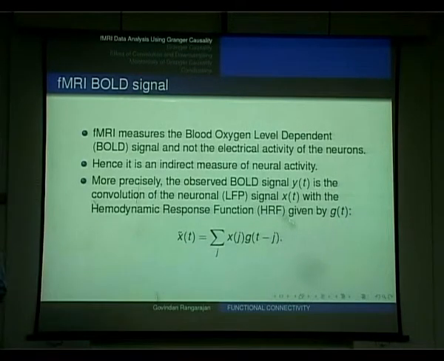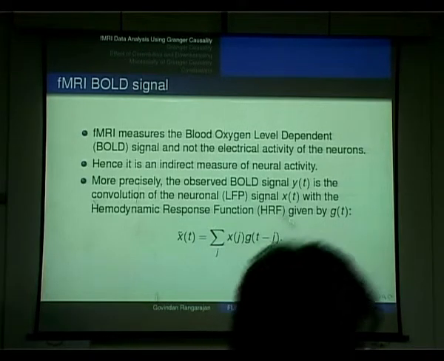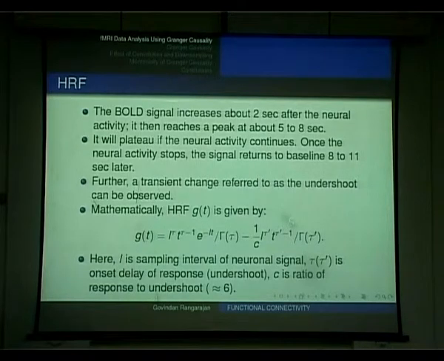So this is what you are actually measuring in fMRI. If you look at the details of this BOLD signal, it increases about 2 seconds after the neural activity begins, and then it reaches a peak at about 5 to 8 seconds after the neural activity begins, and it will plateau if the neural activity continues, or it starts to die down and returns to baseline 8 to 11 seconds later. And there's also an undershoot, a transient phenomenon of undershoot.